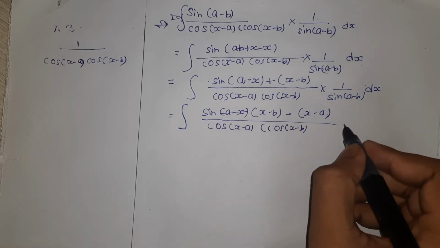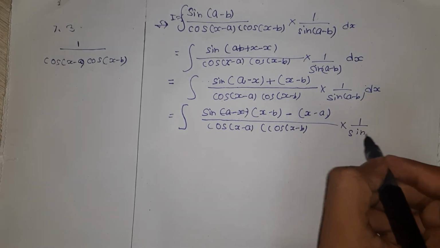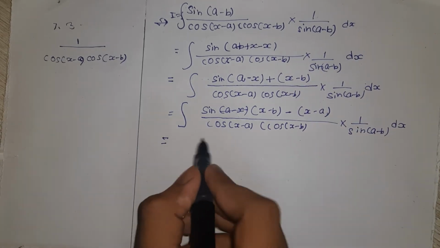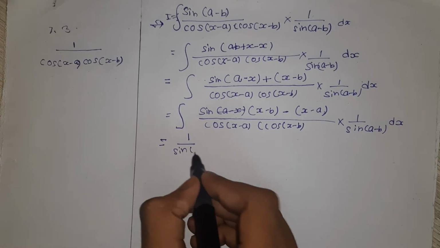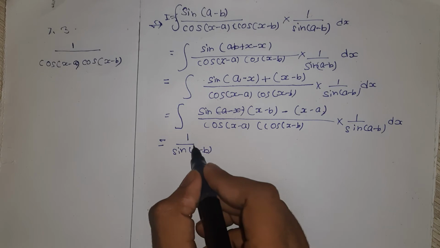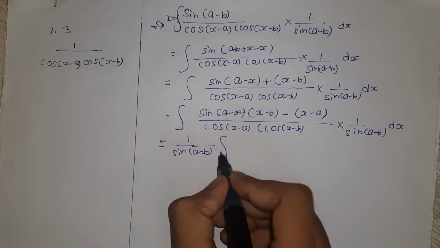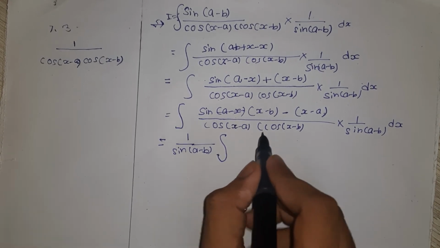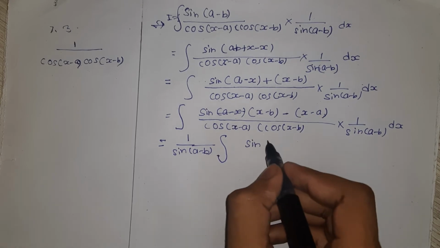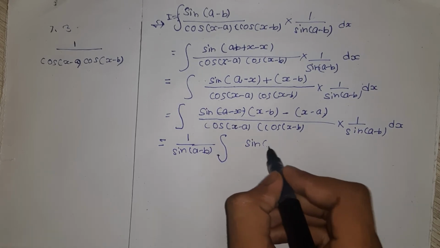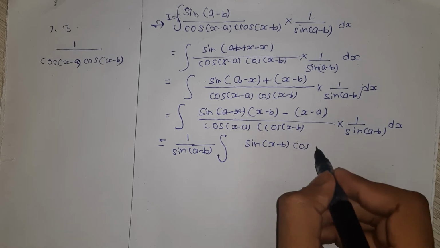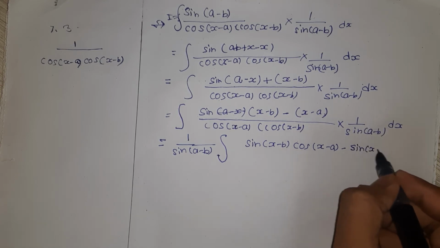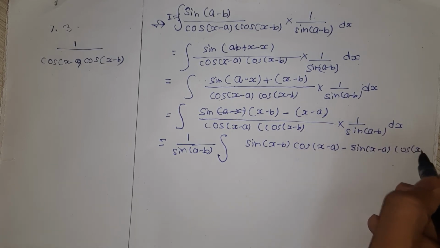Now I am writing it like this. Like this means only as it is. And now what I am going to do is 1 upon sine a minus b, which is a constant term. A minus b is constant, so the whole term is constant. So I can take this term outside. Now what is the formula of sine a minus b? The formula for sine a minus b is sine a cos b minus sine b and cos a.